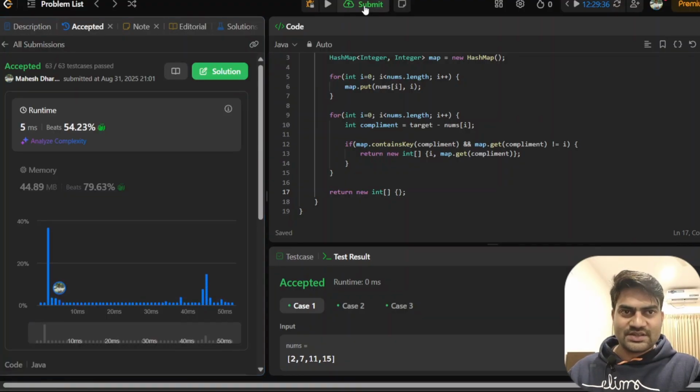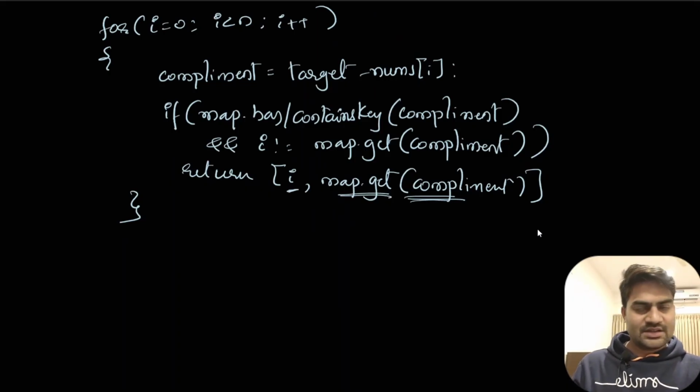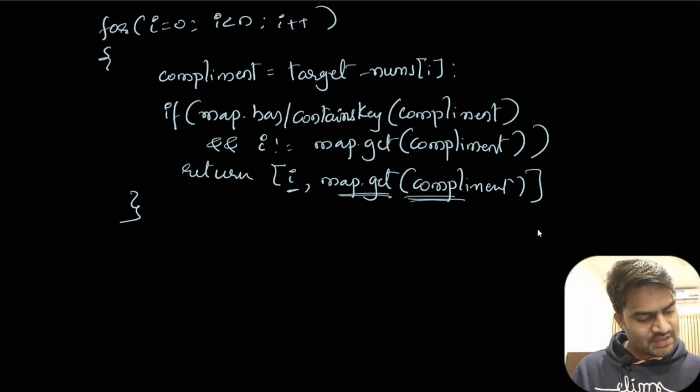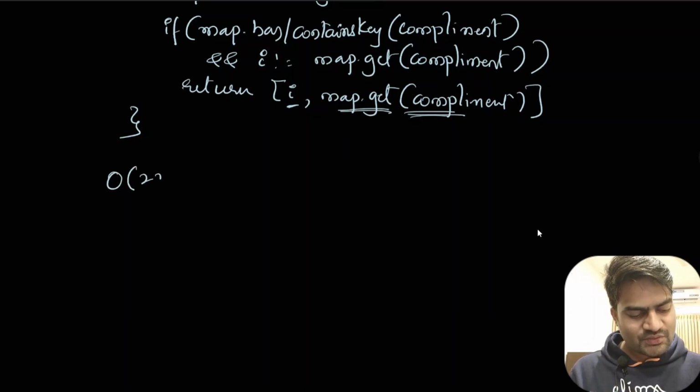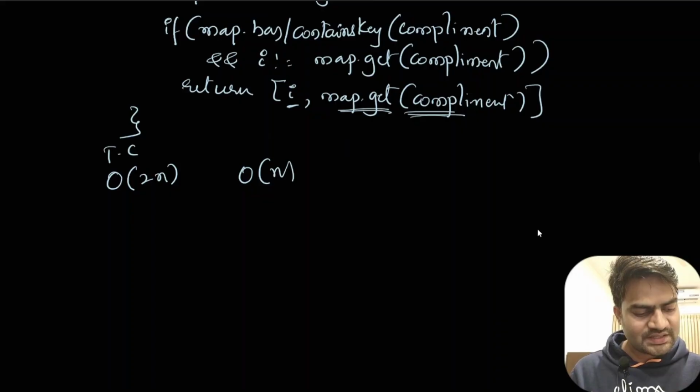It got submitted successfully. Now, if you see, it is already optimal, right? O of 2n and O of n. This is time complexity, this is space complexity. Is there any way where we can improvise this to order n? Is it possible? Yes, let us see.